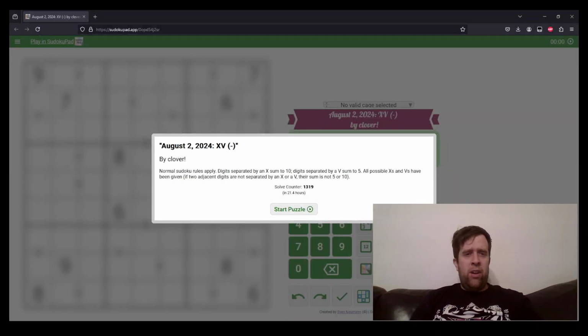Today we're looking at August 2nd, 2024's XV negative constraint by Clover. Clover's one of our setters here at Gas HQ. So am I. My name is Bill Murphy, and it is my pleasure, nay, my honor, to be solving this puzzle for you today.